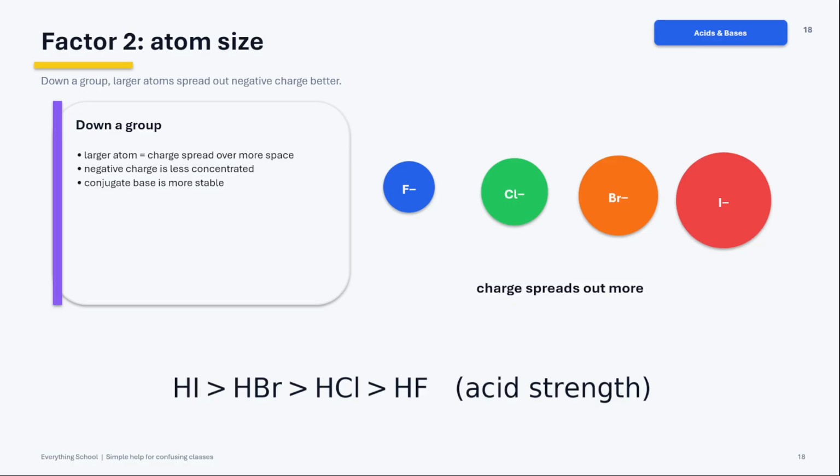The important pattern is this. Across a row, electronegativity is usually the main idea. Down a group, atom size becomes very important. Larger atoms can spread out the negative charge, and that can make the conjugate base more stable.